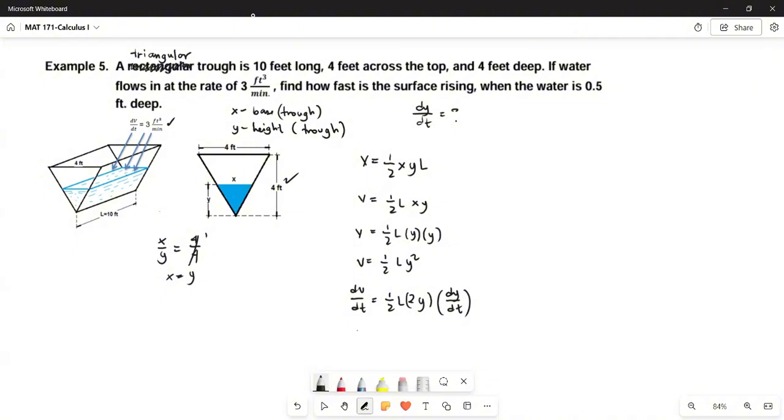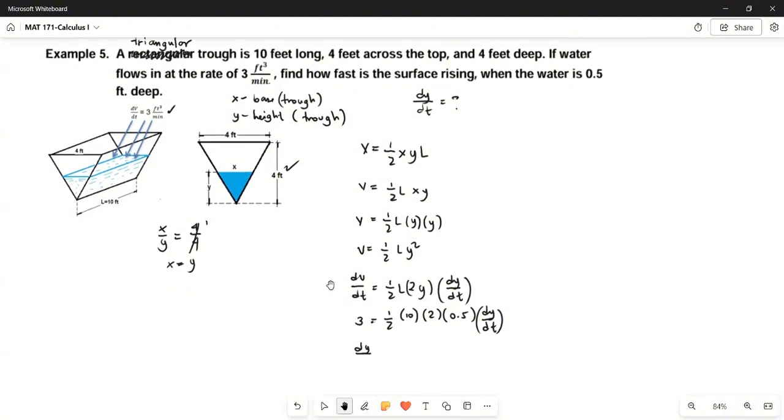So our dV/dt was given as 3. Then 1/2, our length is 10, times 2 times our y of 0.5, because that is the only value needed, since we are only asked for the velocity of the rising surface. So dy over dt, simplify your answer, we will have 0.6 feet per minute. That is how fast the water rises in our trough at a depth of 0.5 feet. So this is our final answer.